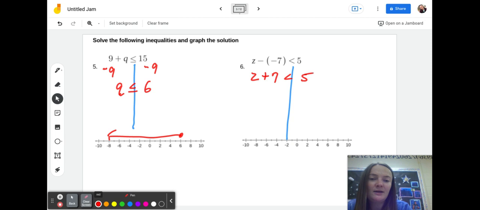Okay, so I'm going to go ahead and get rid of 7 by subtracting 7 on both sides. So I'm going to get z is less than negative 2. Okay, so I'm going to draw an open dot at negative 2 because this is less than, not less than or equal to, and I'm going to go to the left of it.